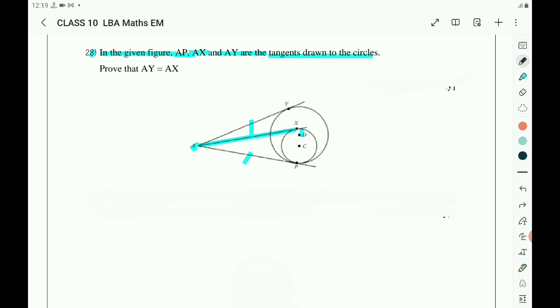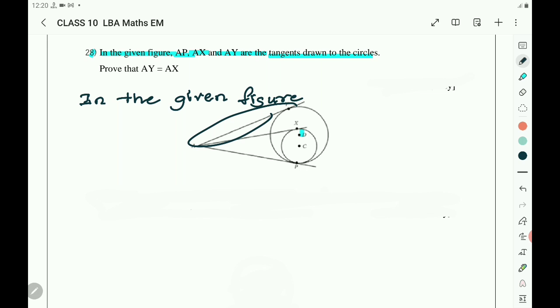Then you write, according to the theorem 10.2, tangents from the external points are equal. Tangents from the external point are equal. Use that concept to prove this. So you write, in the given figure, you write AY is equals to AP.